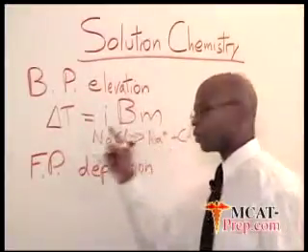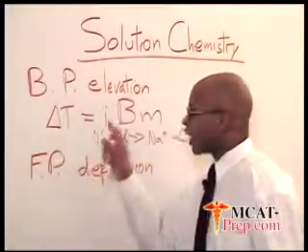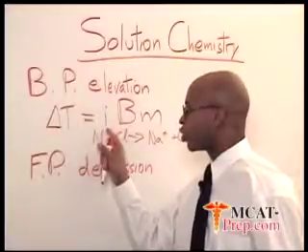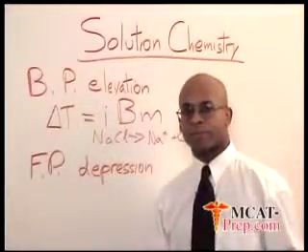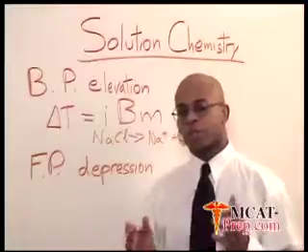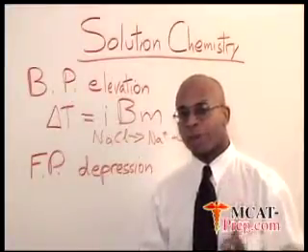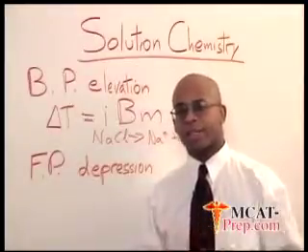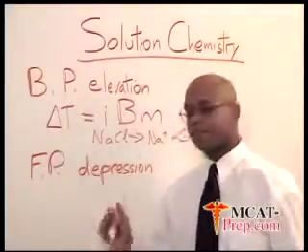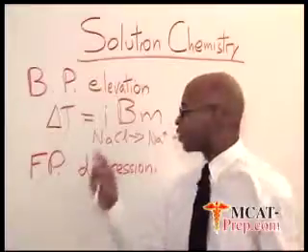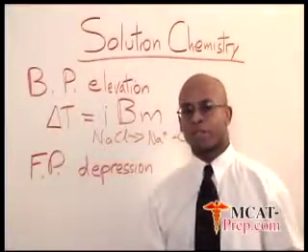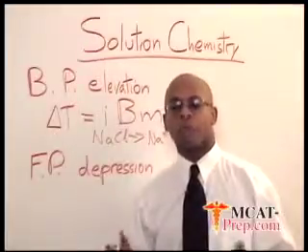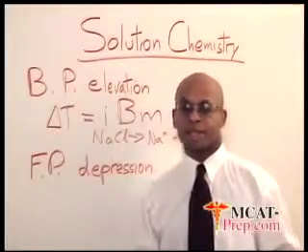So because this becomes 2, whatever the delta T was before, now it's going to be 2 times that number. So if the delta T was 2 degrees, meaning you had a boiling point elevation from 100 to 102 degrees, so the delta T is 2, well, now the delta T will be 4, because we now have 2 particles instead of just 1. Because the delta T is 4, the new boiling point will be 104 degrees Celsius.